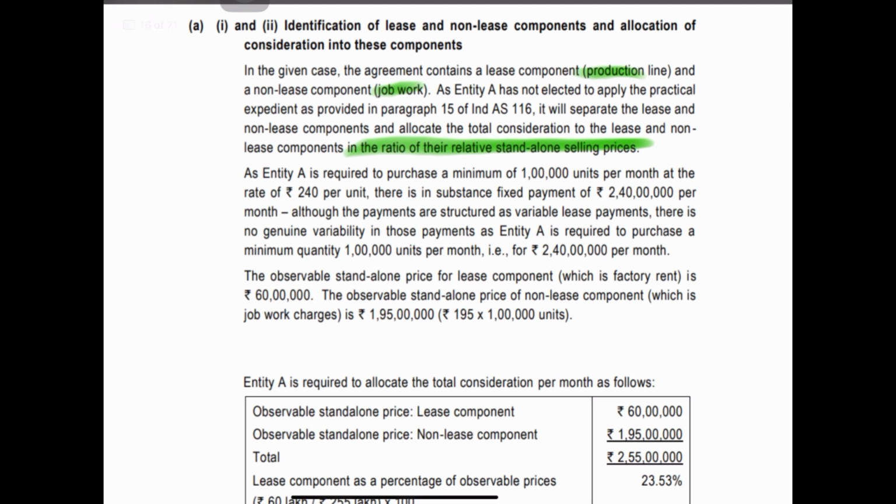As entity A is required to purchase a minimum of 100,000 units per month at the rate of 240 per unit, there is a substance fixed payment of 2 crore 40 lakhs per month. Although the payments are structured as variable lease payments, there is no genuine variability in those payments as entity A is required to purchase a minimum quantity of 100,000 units per month, that is 2 crore 40 lakhs per month.